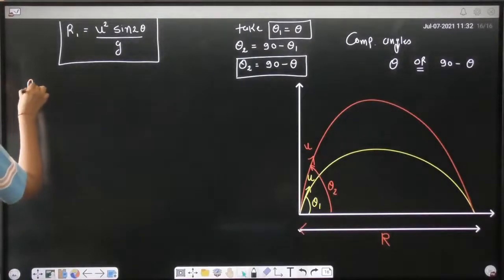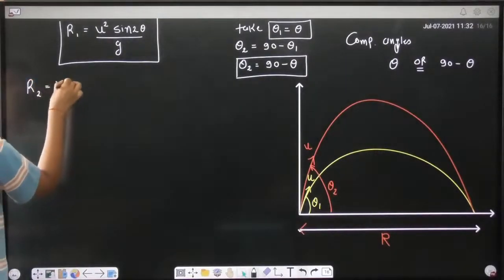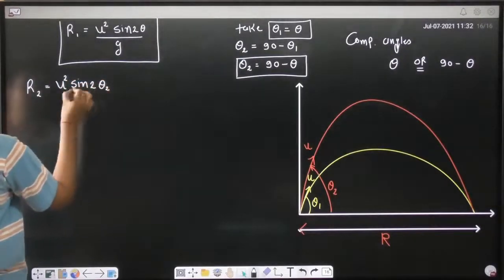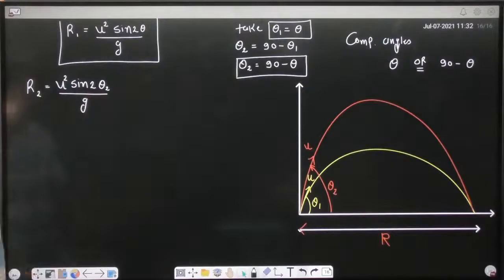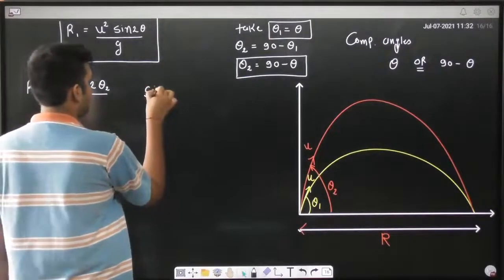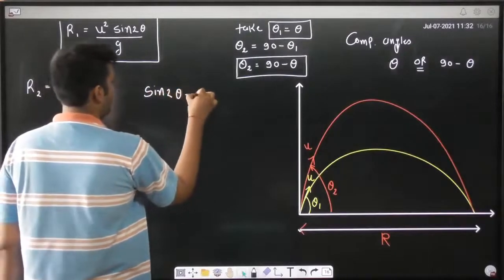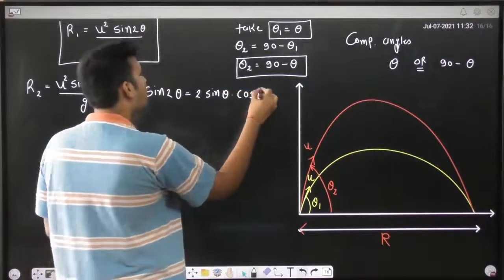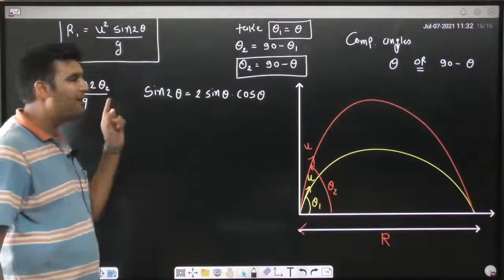Now R2, what should I write? u square sin 2 theta 2 upon g. And what is the formula of sin 2 theta? In the last lecture we discussed, sin 2 theta is 2 sin theta into cos theta. So you can substitute this.